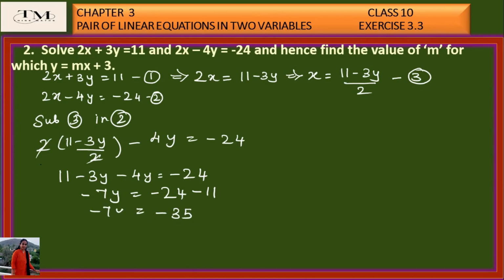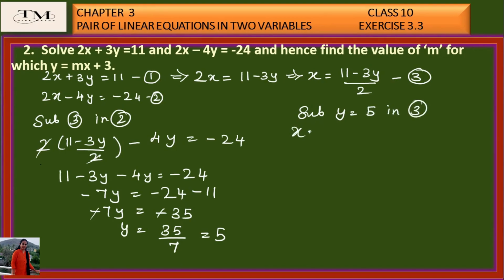So both the negative signs get cancelled. So y will be equal to 35 divided by 7. So 35 divided by 7 is 5. So we got the value of y. So we can substitute the value of y in 3. So substituting y is equal to 5 in 3, we will get x.